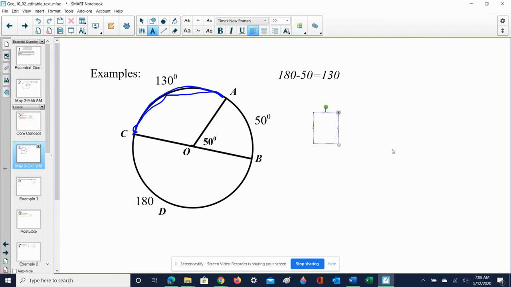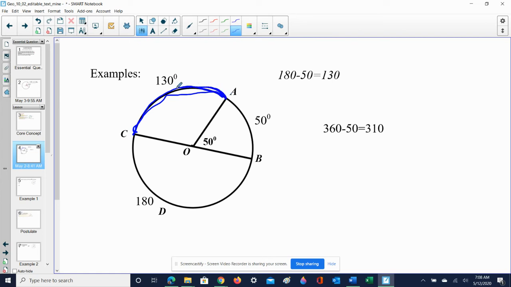Right. 360 minus 50 equals 310 degrees. So that would be this arc here. If I want, do a different color. If I want to know from here all the way over to here, all I'd have to do is subtract.